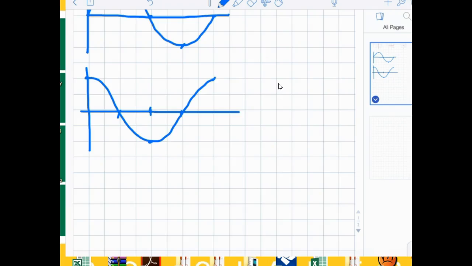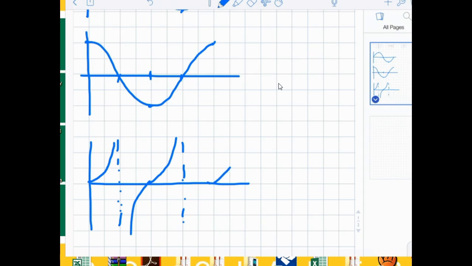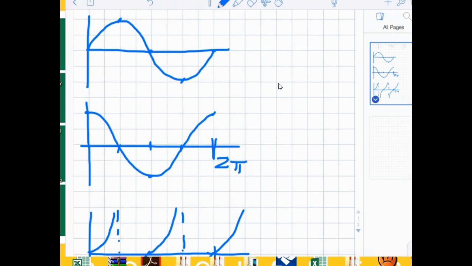And then finally, tangent, remember, is kind of a weird looking function. It's got asymptotes at, I think, pi over 2. Right, and then every pi after that, it's got an asymptote. So here you would see something like this, right? And basically this here is 2 pi, right? This is 2 pi, and this is 2 pi.